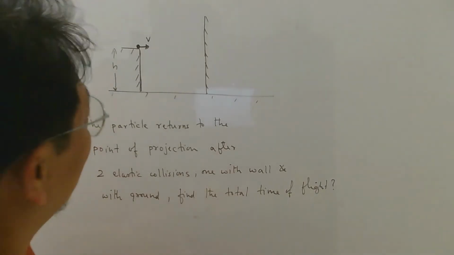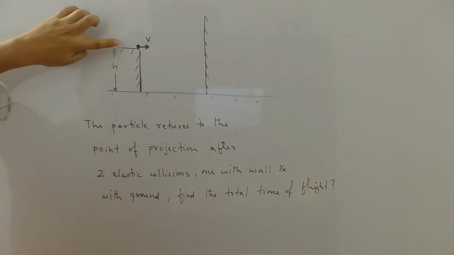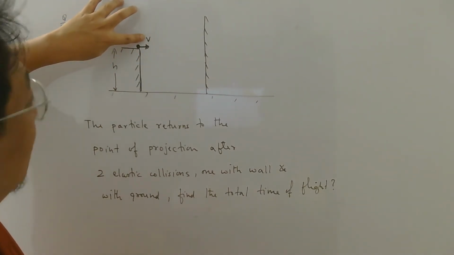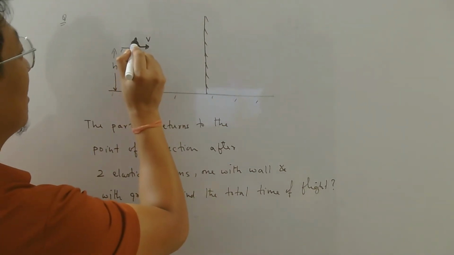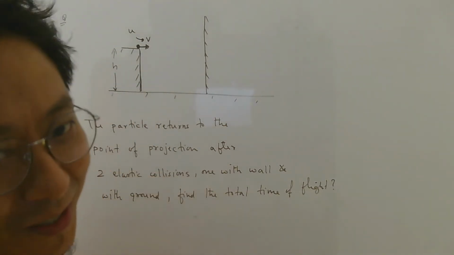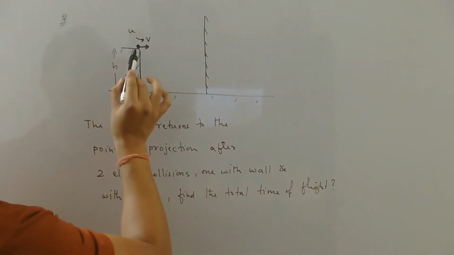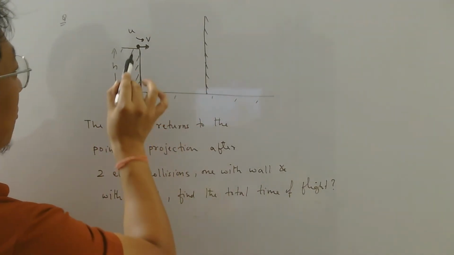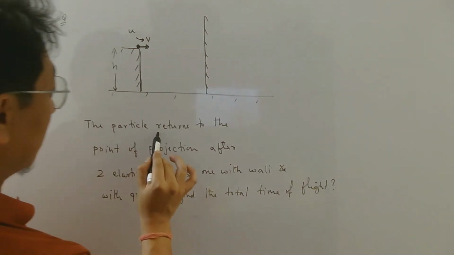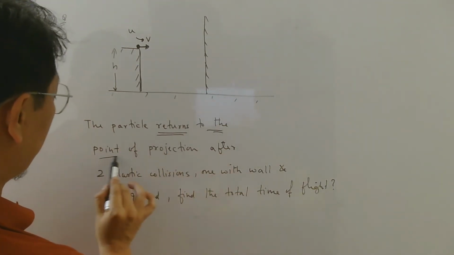Let us see the next question. A particle is projected horizontally with a speed of v. Okay, you can consider this as the initial speed also, u. Normally we write u for initial velocity. And it is thrown horizontally from a height h. Now they are saying this particle returns to the point of projection.